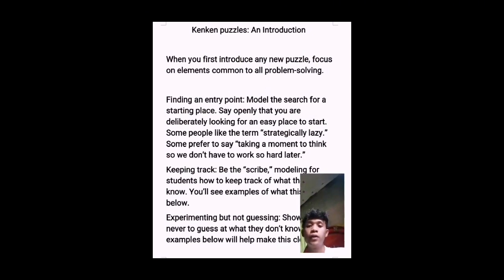Keeping track: be the scribe. Model for students how to keep track of what they do know. You'll see an example of what this means below. Experimenting but not guessing: show how never to guess at what they don't know. The examples below will help make this clear. So let's proceed to our basic puzzle solution strategy.